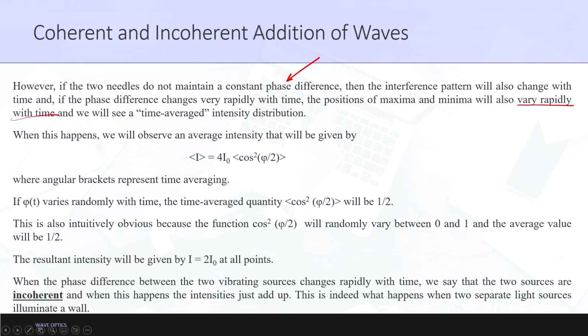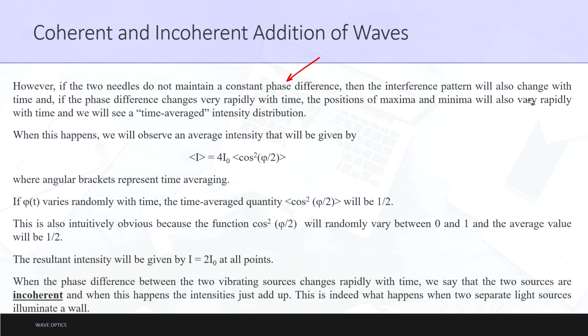So, this was one of the points which I need to put a very brief part upon, that is the interference pattern for incoherent waves has the positions of maxima and minima which will vary rapidly with time, and we will see a time average intensity distribution. What does time average intensity distribution mean?